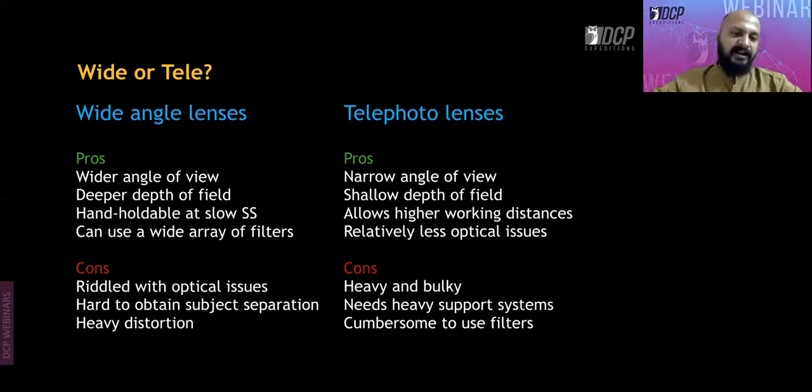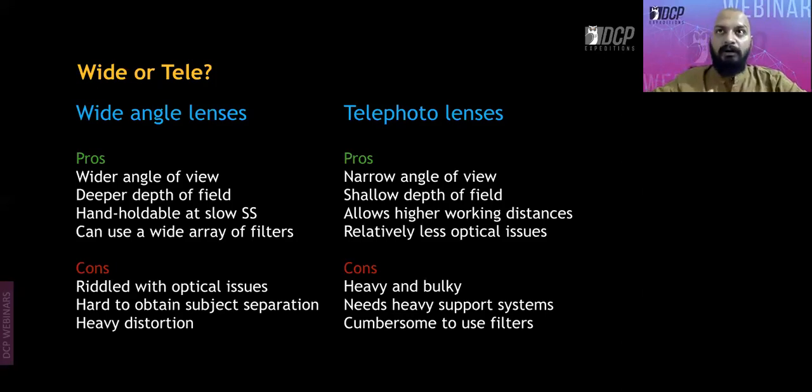Both the lenses also have their cons. Wide-angle lenses are riddled with optical issues. You have chromatic aberration, you have distortion, and subject separation is hard to obtain. Telephoto lenses are heavy and bulky. They need heavy support systems, and it is cumbersome to use filters because if you're using a polarizer, you need a special filter, and typically filters are drop-in.